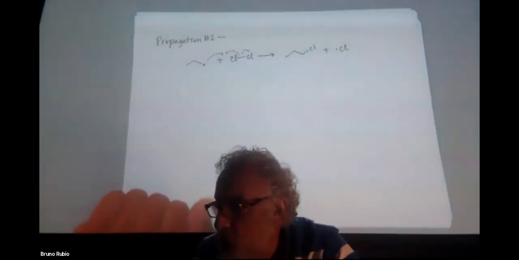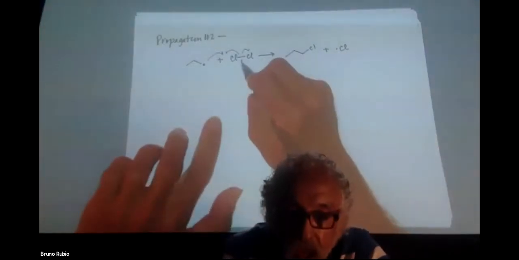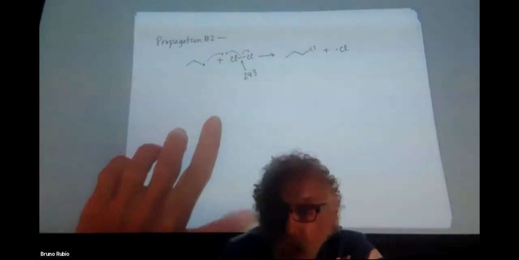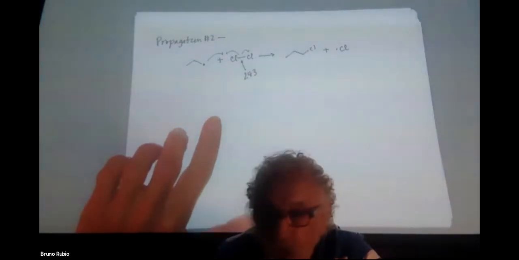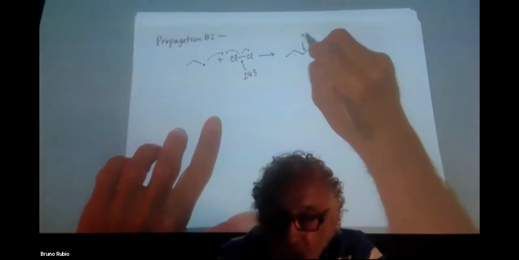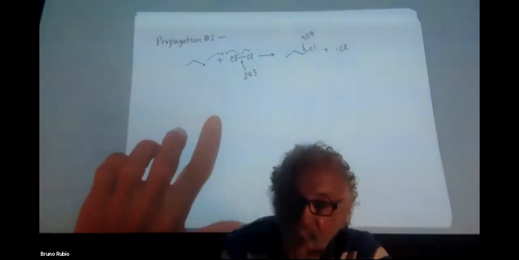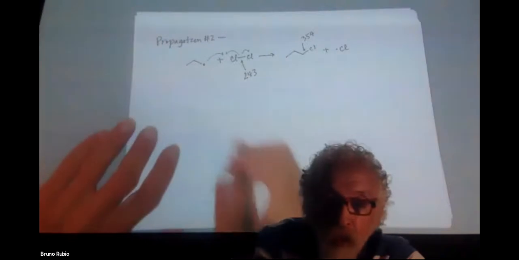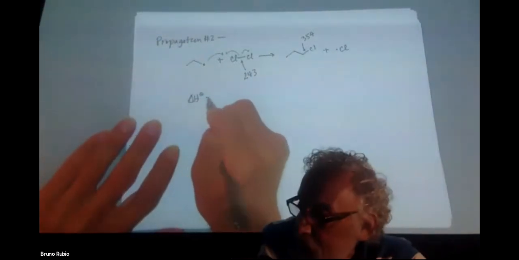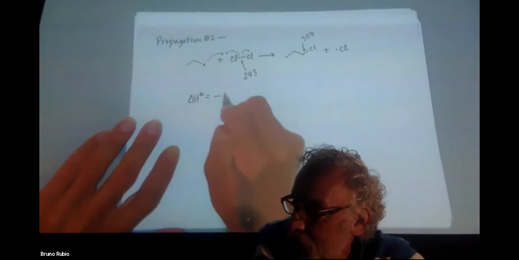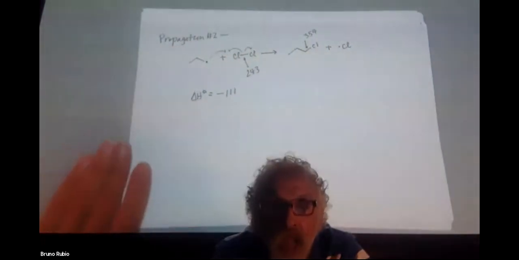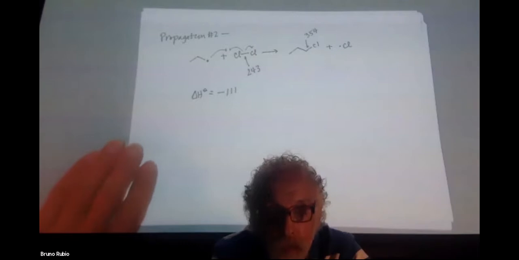Okay, so now let's do some numerology here. The chlorine-chlorine bond is pretty weak. That's 243 kilojoules per mole. And this bond that was formed is 354 kilojoules per mole. So the delta H of this step is minus 111. Wow, that is huge downhill in energy.